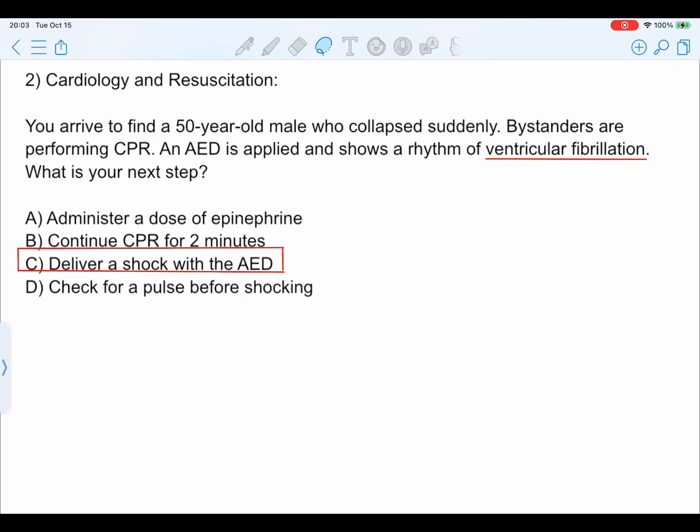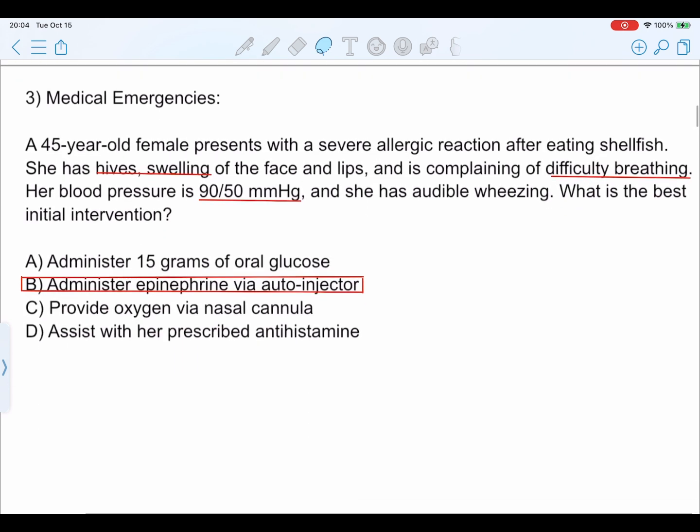So we're going to shock, and then before we shock again, if this shock doesn't bring them back, we're going to continue CPR for 2 minutes before we shock again. It gives the time for the AED to reanalyze and recharge, and then we can shock again after those 2 minutes of CPR. But first, we're going to shock. And checking for a pulse before shocking, we don't need to do that because we already know what the rhythm is, and we already know that it's a shockable rhythm that needs a shock to be fixed. So there's really no reason not to just shock and get right into it.